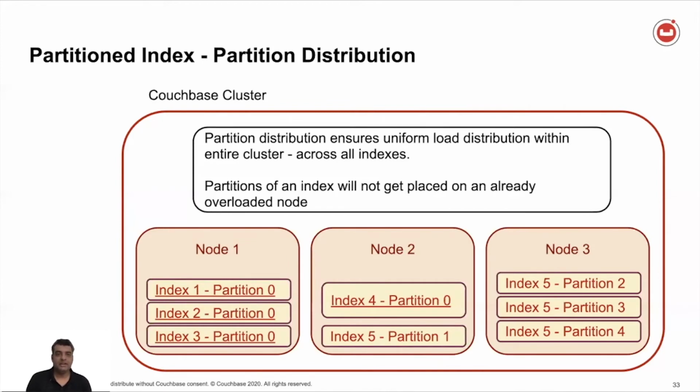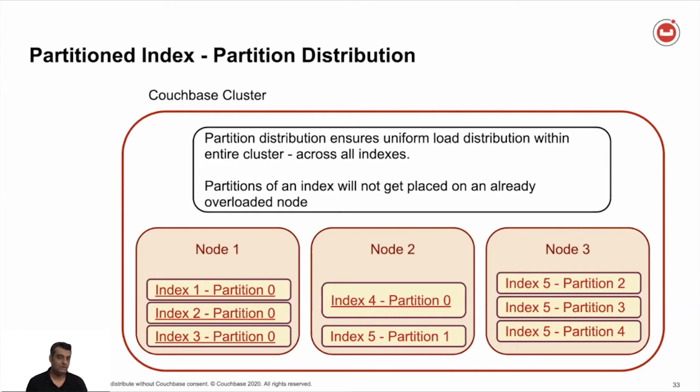Now let's take a look at how partitions are distributed across multiple nodes. Let's look at this particular example. In this case, let's assume that there are 3 different indexer nodes, and there are already 4 indexes created in the cluster: index 1, index 2, index 3, and index 4. All of these 4 indexes have only one partition, that is partition 0. Now when we want to create a new partition index, let's say its name is index 5, we will create it, and the load will be distributed across all the nodes in the cluster uniformly.